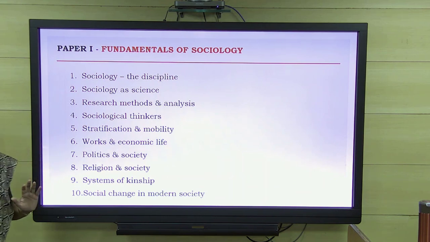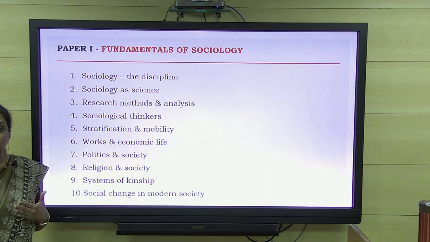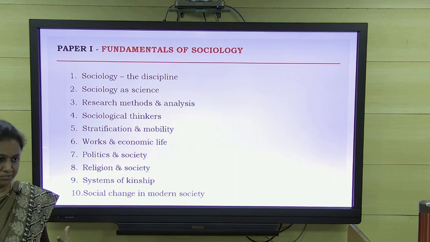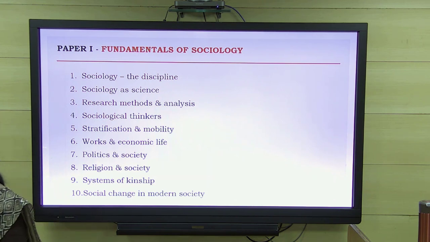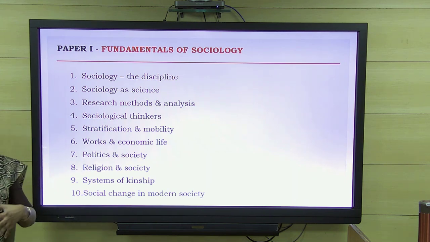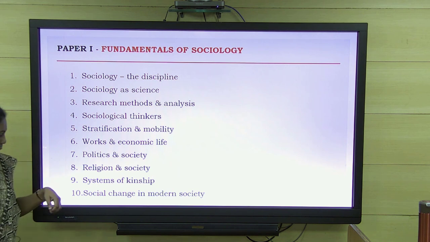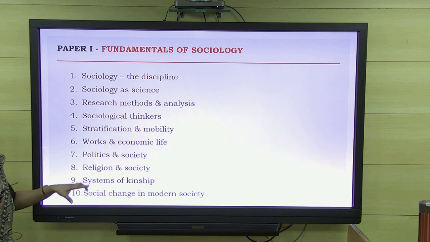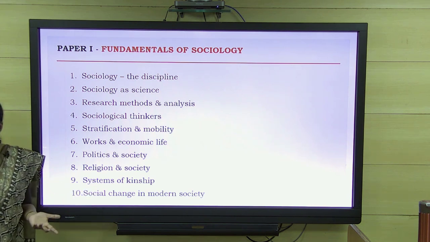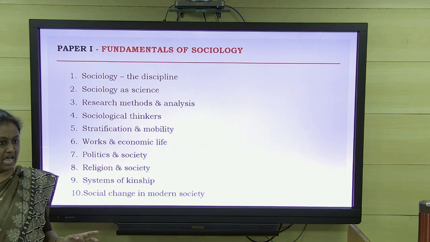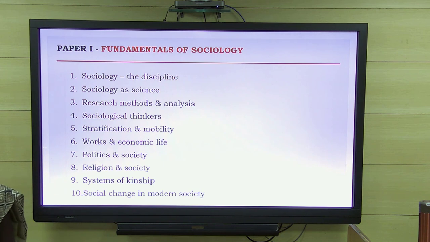And the sixth unit is about which subjects have contributed to sociology. This is something like a fusion. So the sixth unit is from economics, what has come to sociology. The next unit is from political science, what has come to sociology. From philosophy, what has come to sociology. The ninth unit, from anthropology, what has come to sociology. And the tenth unit is presently how sociology is changing. How is technology influencing sociology? How is education influencing society?